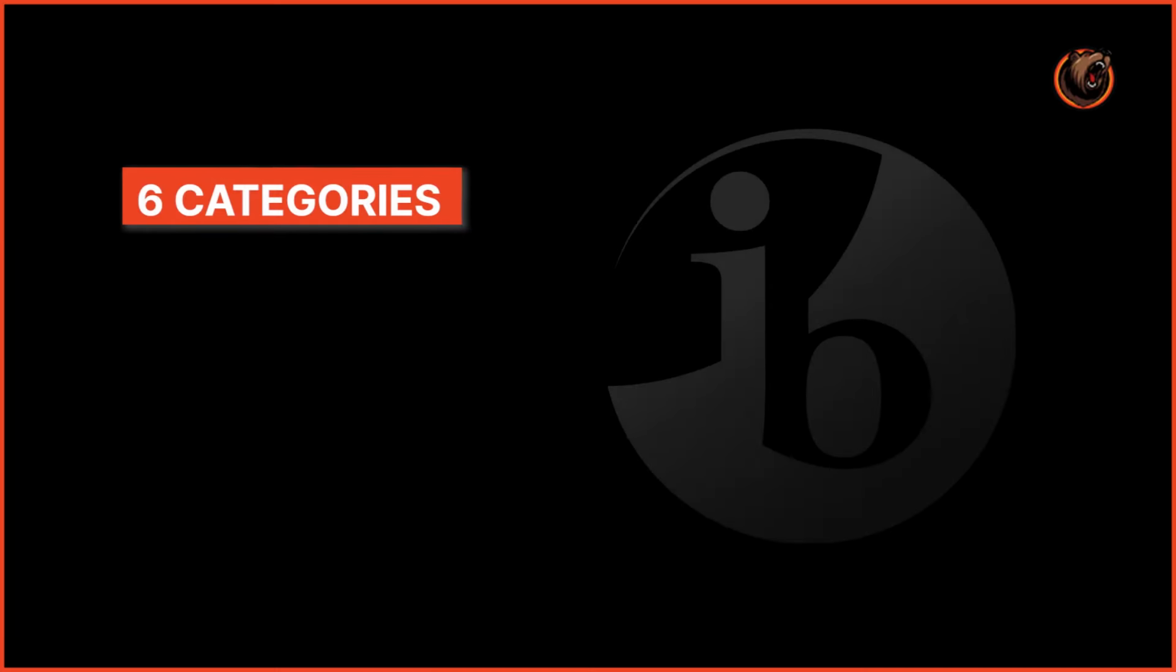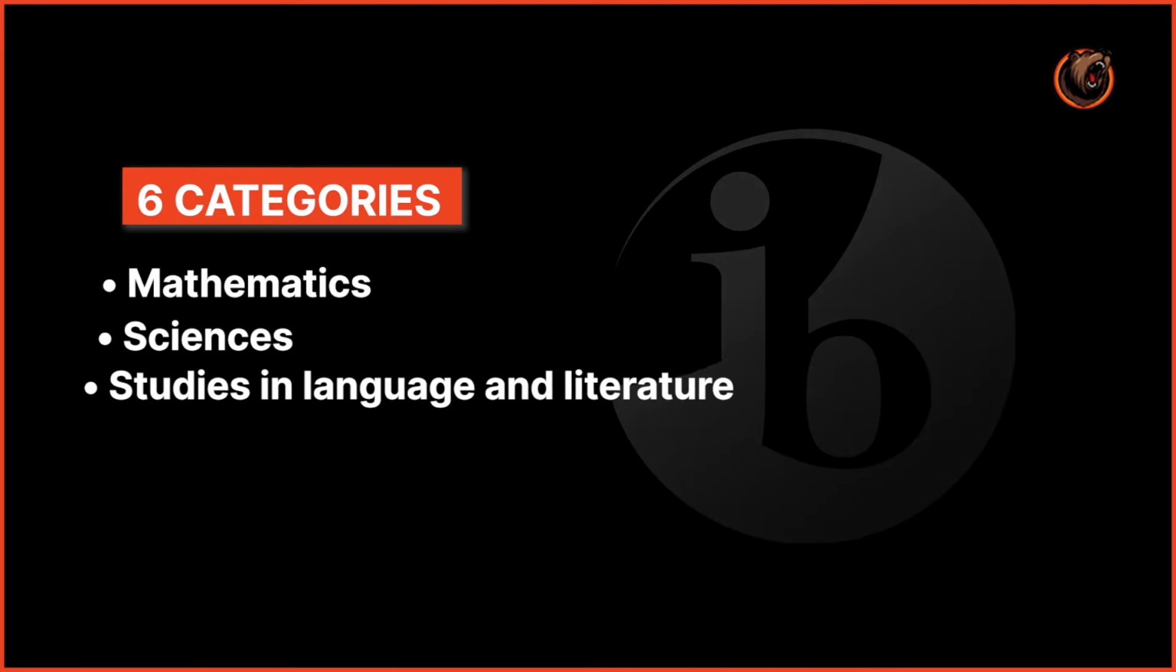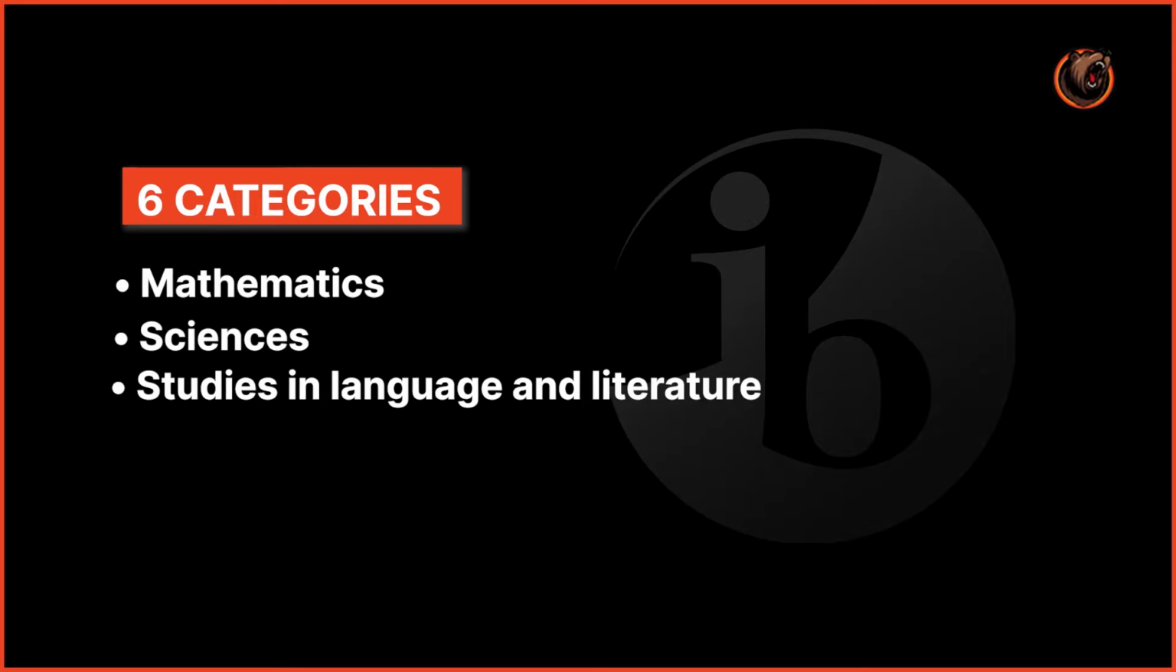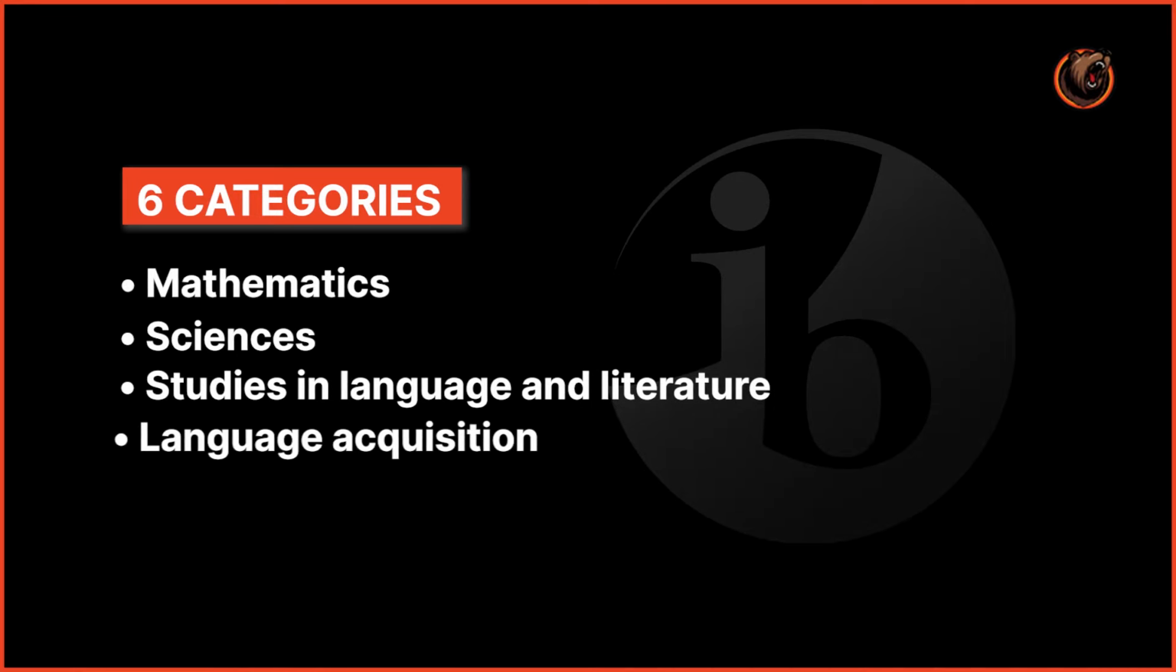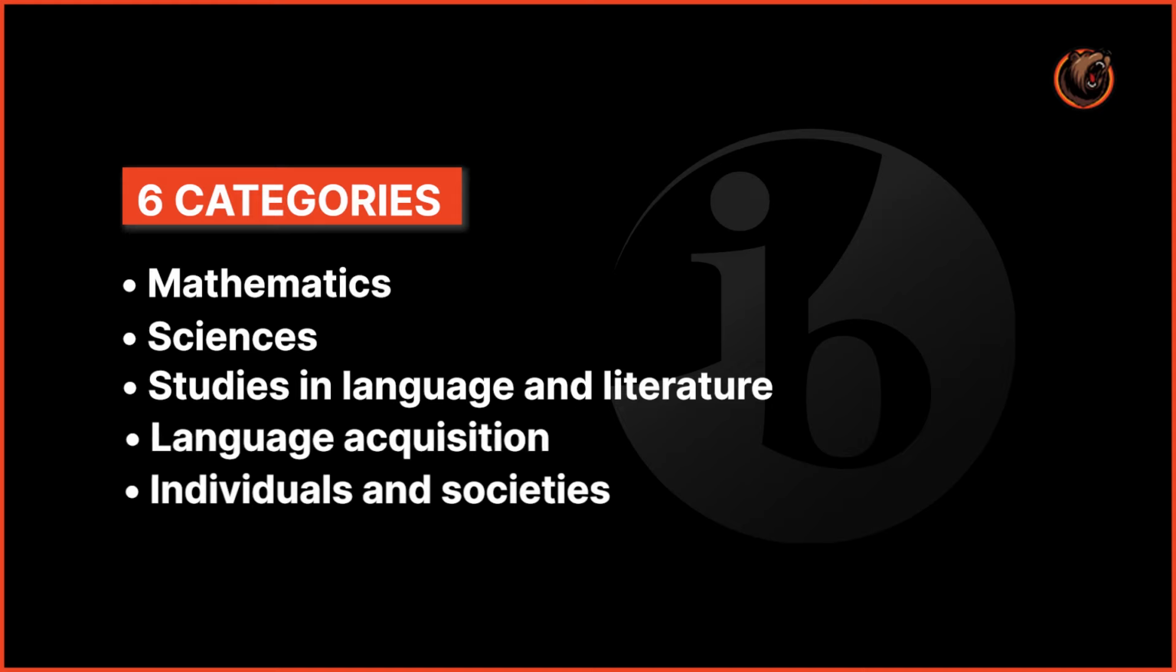And of all the 6 courses that you choose, each one falls into one of 6 categories. The 6 categories include math, science, literature, or some sort of language A, language B, such as let's say Spanish or Chinese, then a social studies, and finally some type of art.